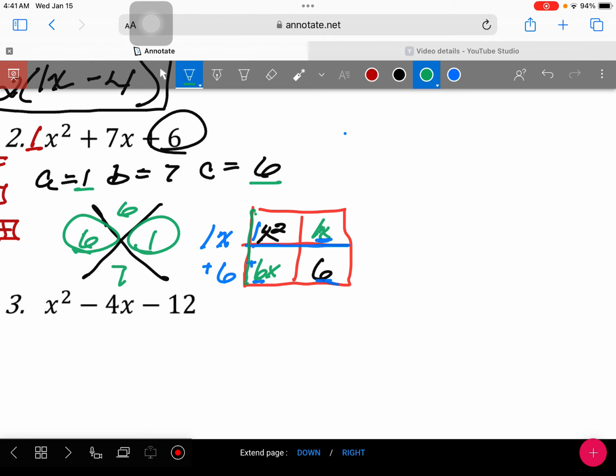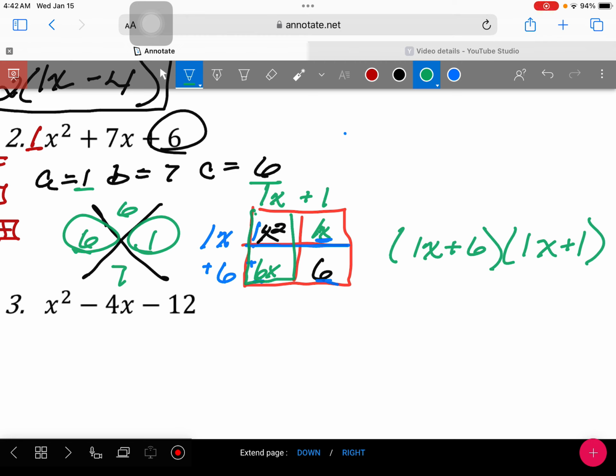Looking at the columns, I have x squared and 6x, so that too is also going to be 1x. And at the end, I have 1x and 6. So that is going to be a 1. And putting those together, my factors are 1x plus 6 and 1x plus 1.